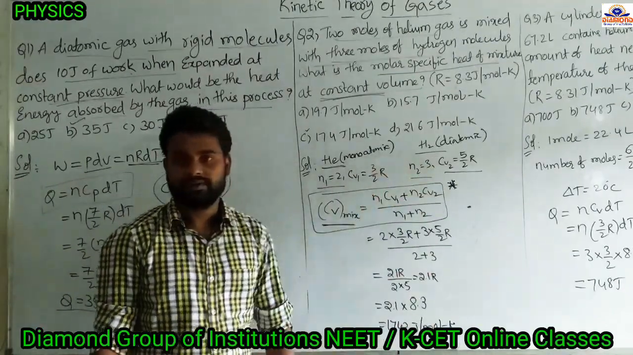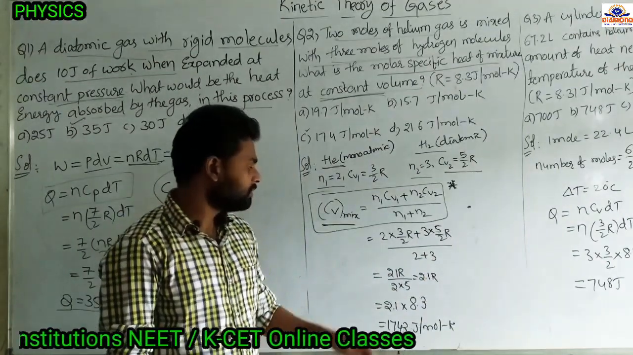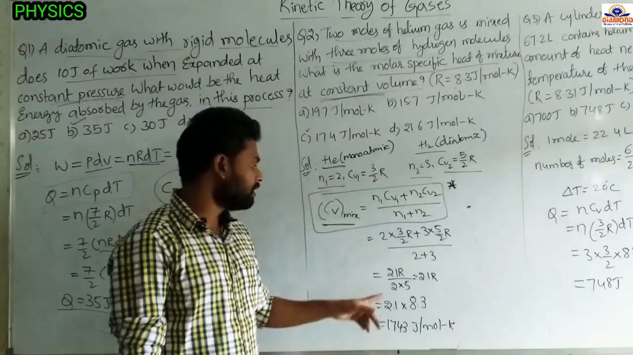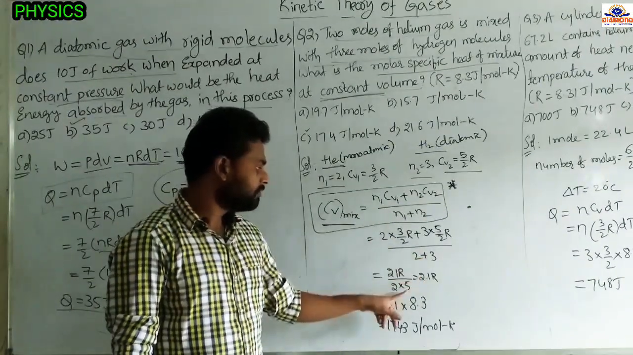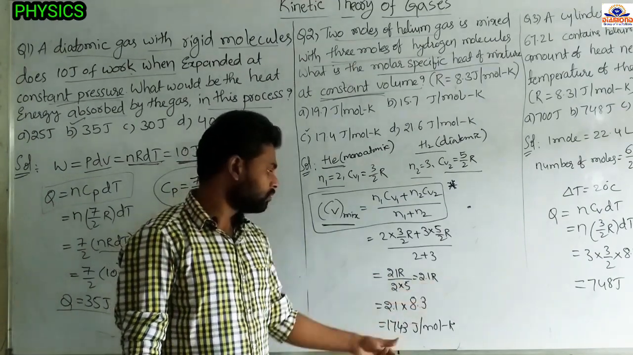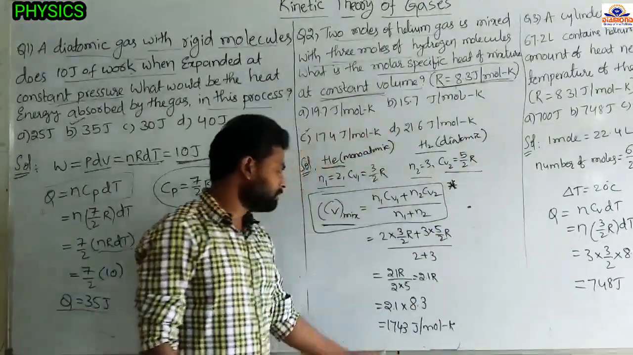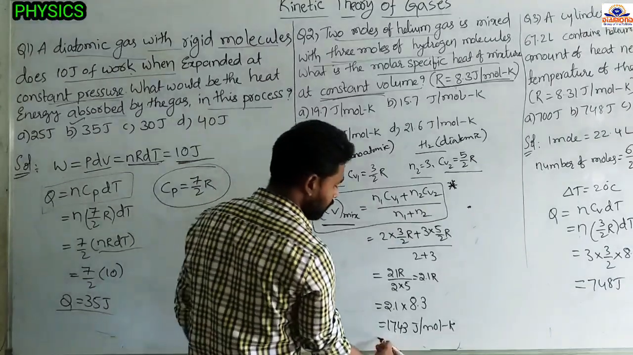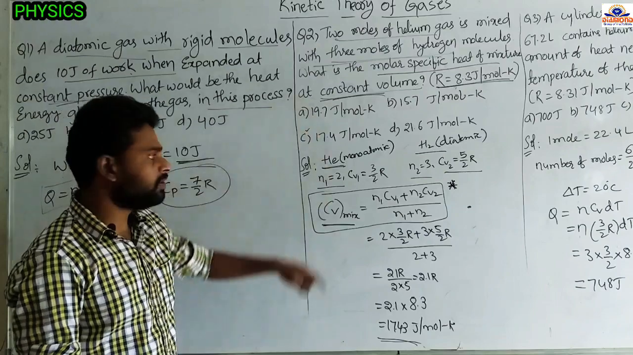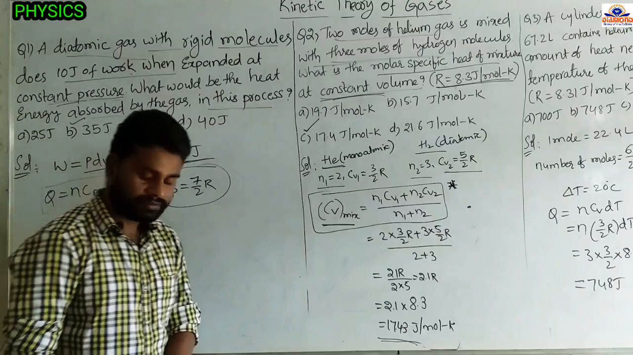n1 is 2, n2 is 3, so 2 plus 3 in the denominator. The 2 denominator is the same: 2 into 3 is 6R plus 3 into 5 is 15R. 6 plus 15 is 21R by 2 into 5, which is 10. 21 by 10 is 2.1 R. So 2.1 into R, given as 8.3 joule per mole Kelvin, and substituting we get 17.43 joule per mole Kelvin. So the molar specific heat of the mixture at constant volume is 17.4 joule per mole Kelvin. In this way, do the problem.